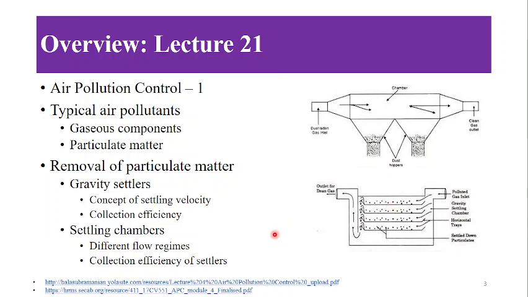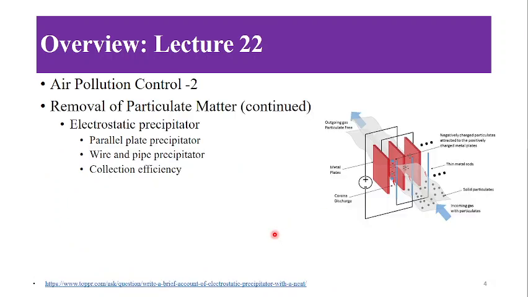Next, for lecture 22, the continuation of removal of particulate matters was there, and in that, electrostatic precipitators were discussed. Electrostatic precipitators can be of two types: one is the parallel plate, which is shown here, and another one can be the wire and pipe precipitator. In this, the electric charge over the particles is exploited.